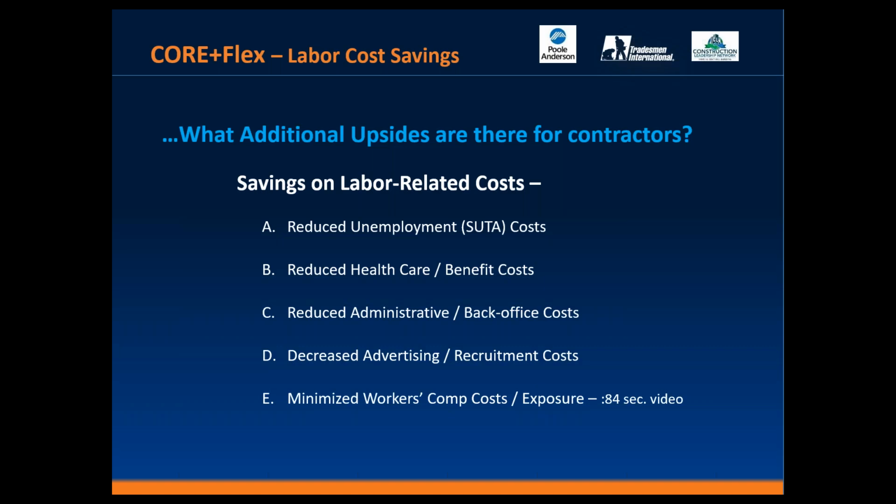Also, by using contract skilled labor, you reduce your administrative back office costs because you have fewer people. You also decrease advertising and recruitment costs because now you have a partner. As John just said, you have an extension of your internal recruiting operations that is on their dime handling all the recruitment for the people that you need above and beyond your A and B players.